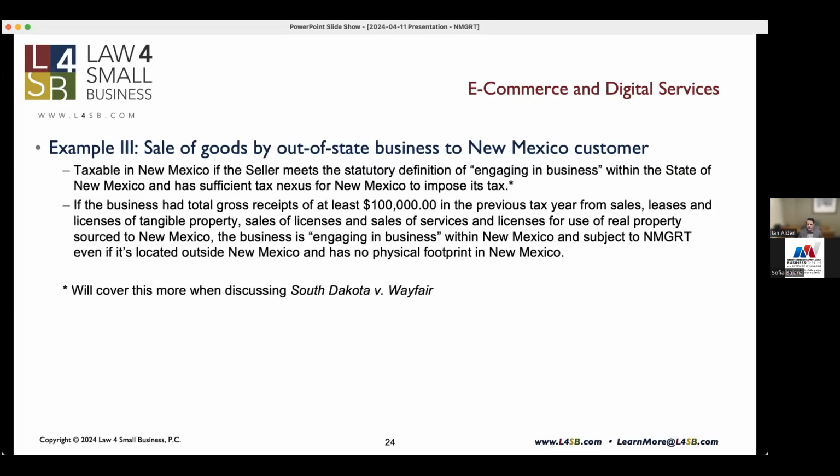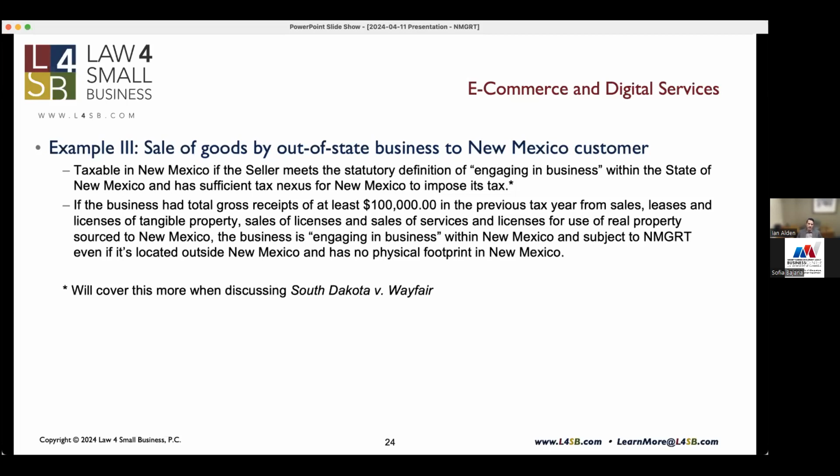Example 3, sales of goods by out-of-state businesses to New Mexico customers. This is a fun one that people often misunderstand. If there's, for example, a Texas-based business that's selling into New Mexico and they don't have a New Mexico footprint, they're not subject to New Mexico gross receipts tax unless they do enough in sales in the previous year. Like if in 2023 that Texas-based business had $100,000 or more in sales into New Mexico, for 2024 and beyond, they would be subject to New Mexico gross receipts tax, even though they're based in Texas.